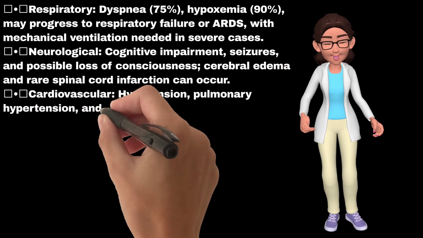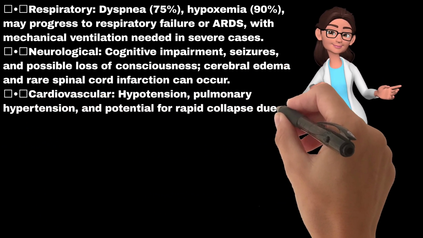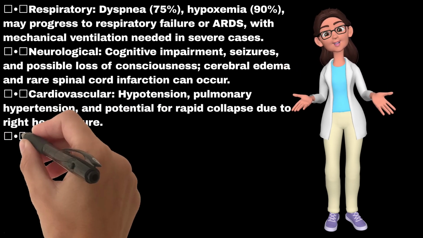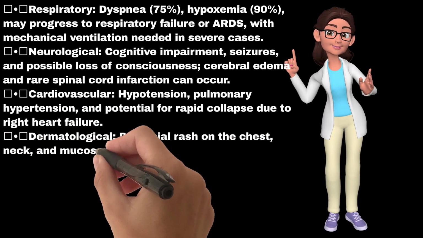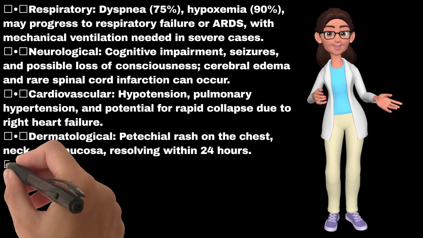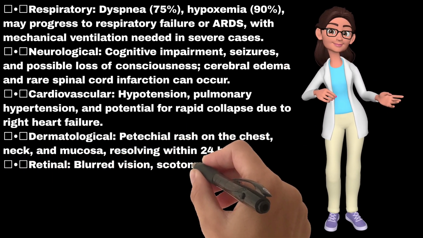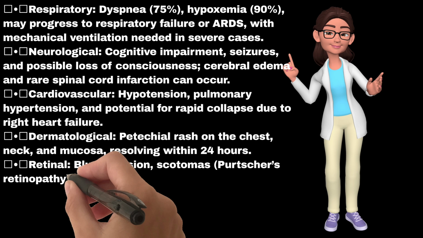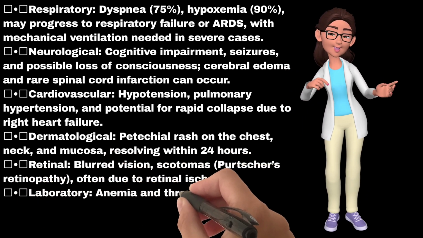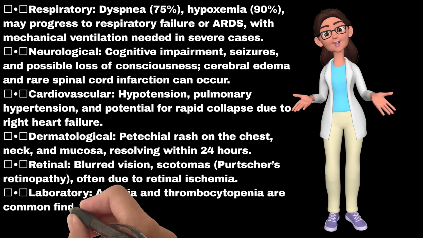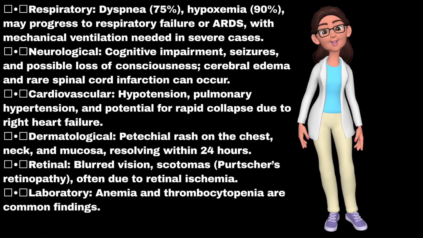Cardiovascular: hypotension, pulmonary hypertension, and potential for rapid collapse due to right heart failure. Dermatological: petechial rash on the chest, neck, and mucosa, resolving within 24 hours. Retinal: blurred vision, scotomas, Purtscher's retinopathy, often due to retinal ischemia. Laboratory: anemia and thrombocytopenia are common findings.